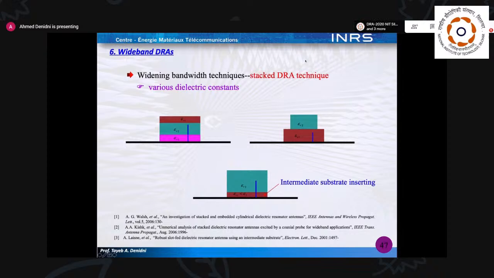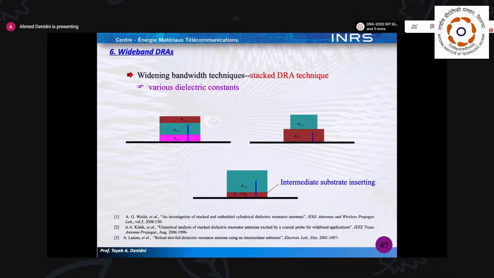Another technique is using stacked dielectric materials. We have two or three different ones, and we have feeding like this. We can feed only one element or feed two elements. This is also called stacking different slabs with a different dielectric constant. Some people, like Cash and Walsh and others, use this approach to come up with broadband dielectric resonator antennas.